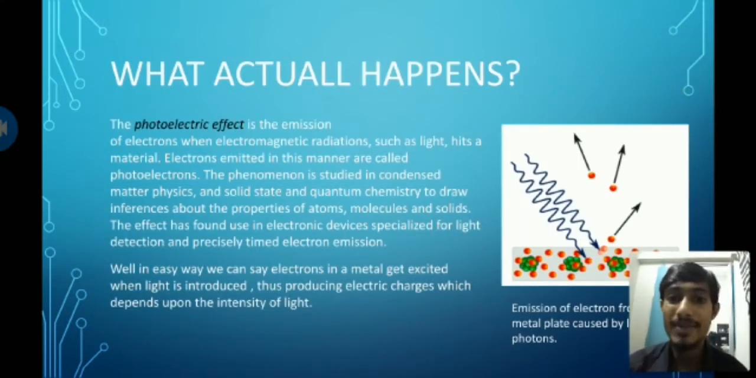Well, what actually happens? The basic science behind the conversion of sunlight into electrical energy is the photoelectric effect. What is the photoelectric effect? It is the emission of electrons when electromagnetic radiation such as light hits a material. Basically, in an easy way I can say that when light is in contact with the metal surface, the electrons in the metal get excited and produce static charges, or you may say static electricity.